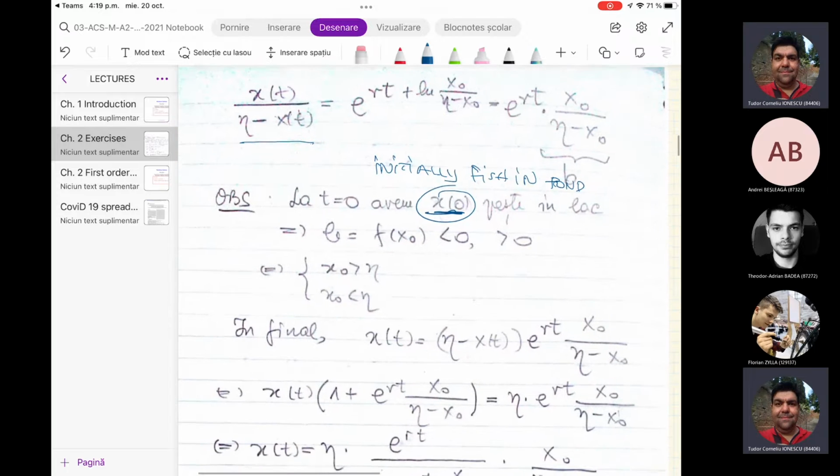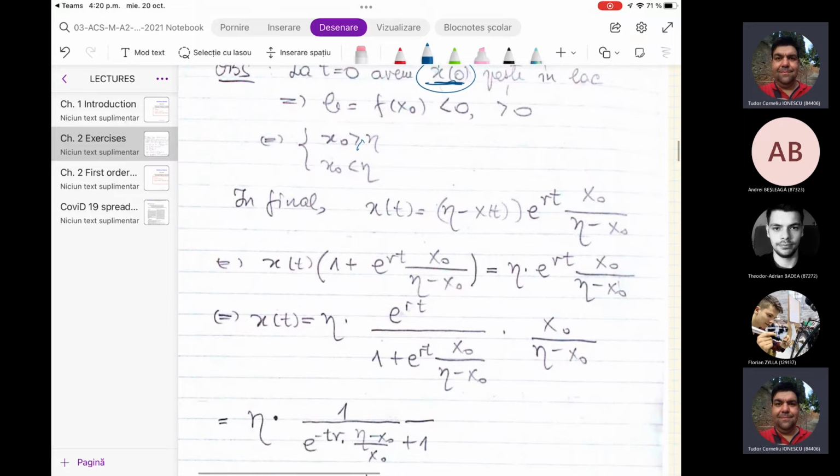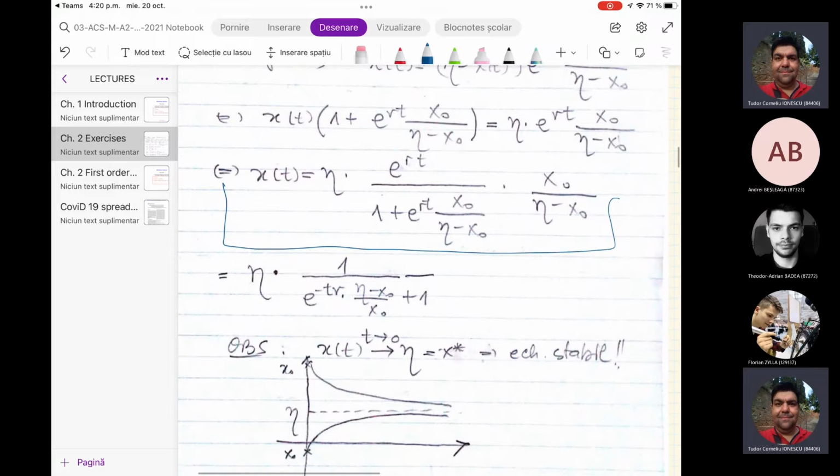Okay, x naught at t0. Then you see that usually you can have x0 larger than the full capacity or smaller than the full capacity. I mean, I would say larger or equal than the full capacity. Finally, the solution, when it is computed, it looks like this. So the final solution of this equation looks like this, or like this.